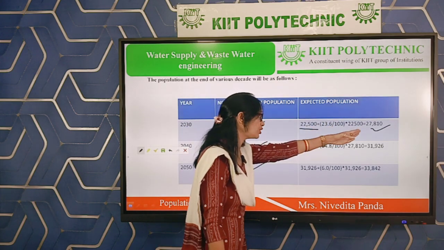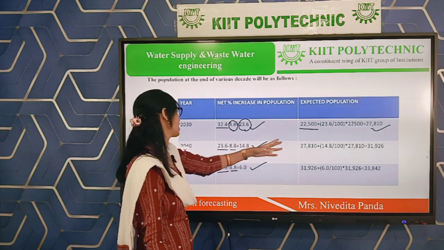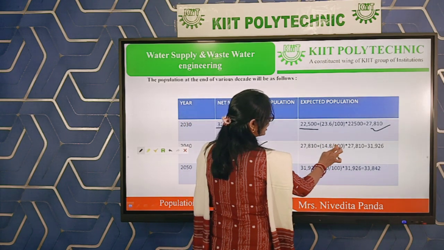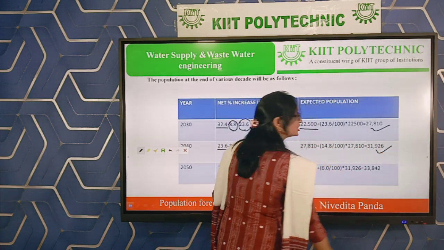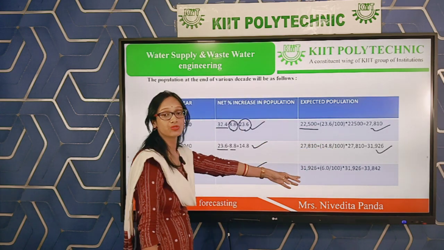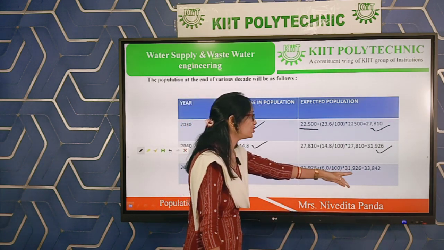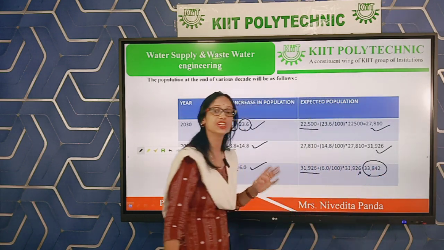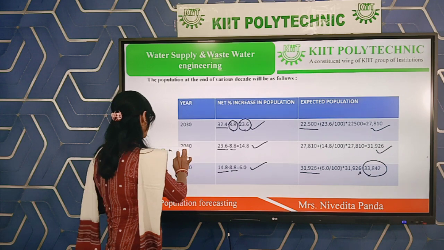Then we put this value, 27,810, as the present population for calculating the expected population of 2040. So 27,810 plus 14.8 divided by 100 into 27,810, the value we are getting is 31,926. Then we take this as the present population for 2050: 31,926 plus 6 by 100 into 31,926, the value we are getting is 33,842.